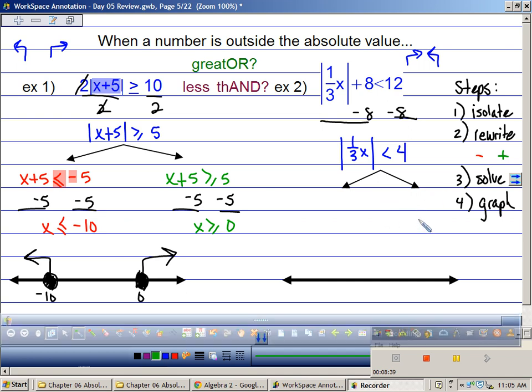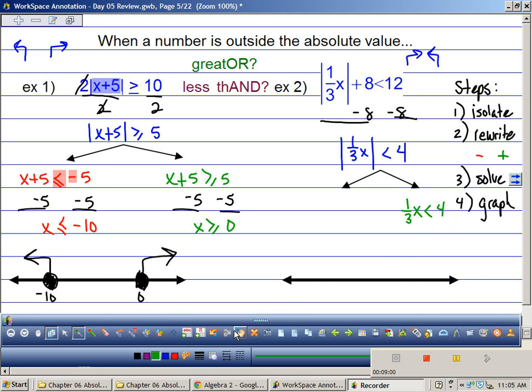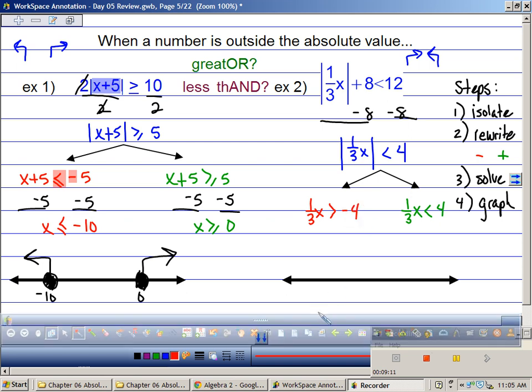What would my positive direction look like? Eric? Positive direction means I just rewrite it. So what would I rewrite? 1/3 x is greater than or less than, only greater than? No, this sign, see how I'm reading it this way and I see the smaller side? This is less than 4. And then in the negative direction, tell me what it would be. 1/3 x greater than, good. -4. Good, -4. Okay, what's my next step?